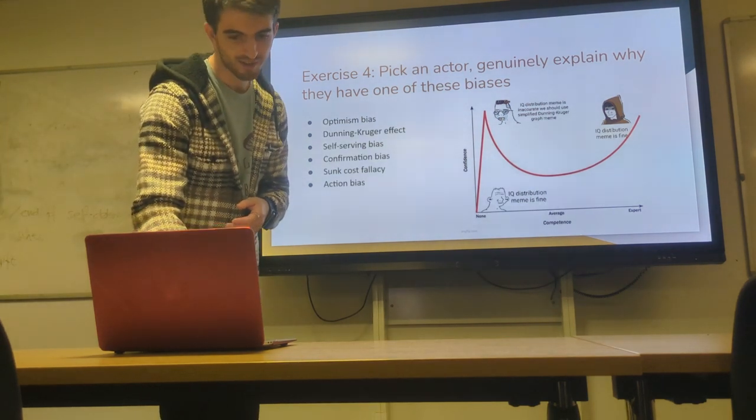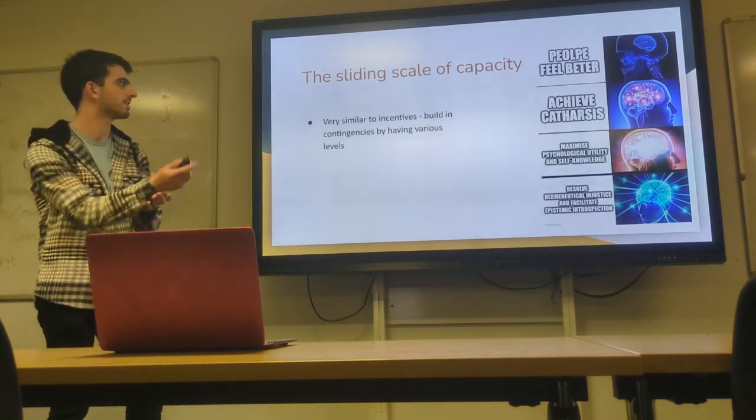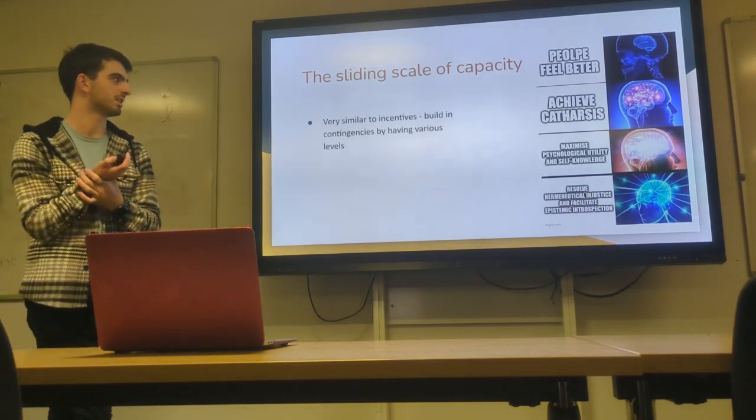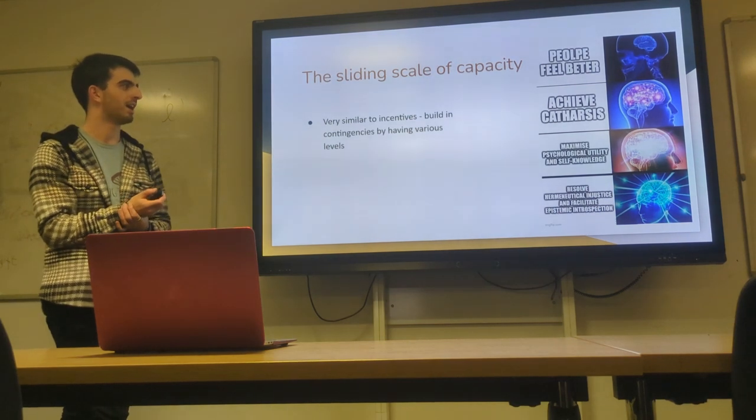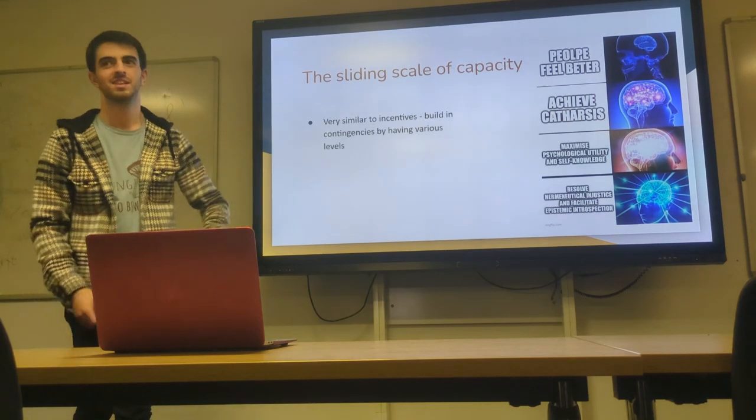Right. Cool. Anyway, similarly to incentives, there's a sliding scale of capacity, building contingencies by having various levels. Yeah, this is the scale from human being to word app.